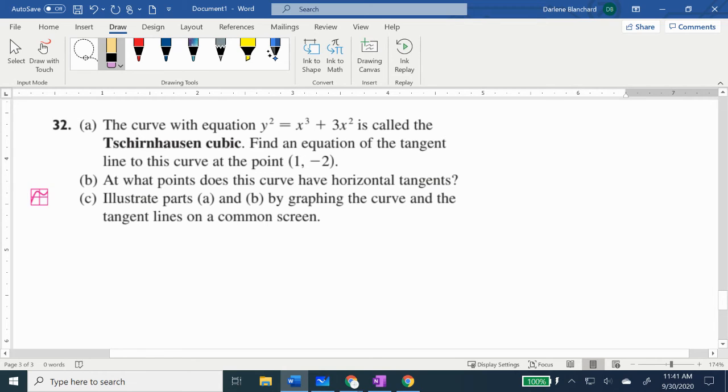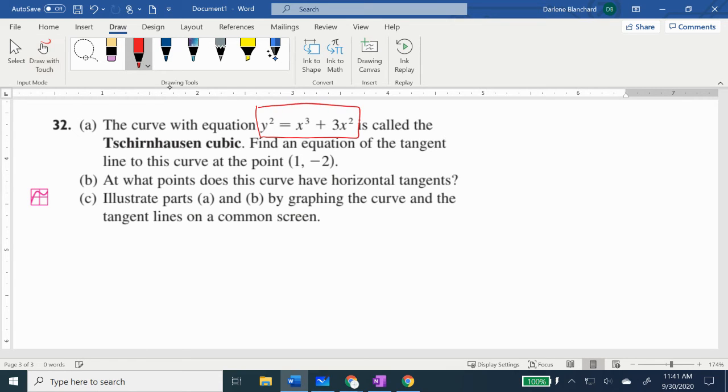We want the equation of a tangent line at a particular point. So to do that, we have to first find dy dx. And I'm going to emphasize that this is our equation. To find dy dx, I need to take d/dx of both sides of that equation.